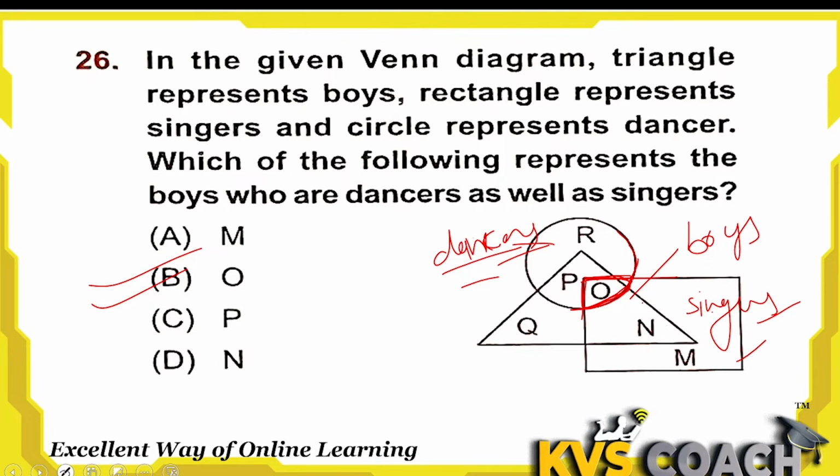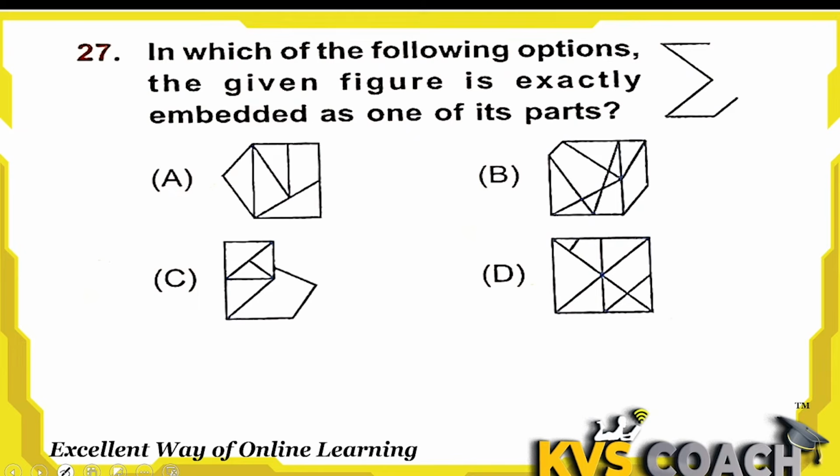Okay, next question is, in which of the following options is the given figure exactly embedded as one of its parts? Exactly embedded. So here you can see this shape, I can think where the shape is. This shape is like this again here. So this and this is here, then this part is this and this part is this and this part is this. So this is the figure embedded here, you can see that. In D, the right answer is D only.